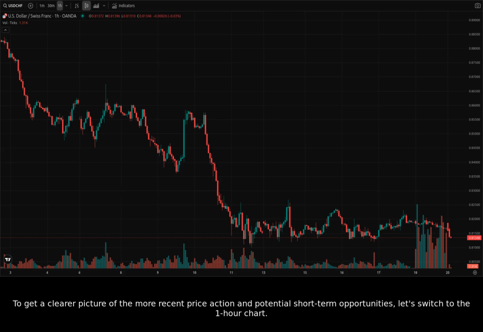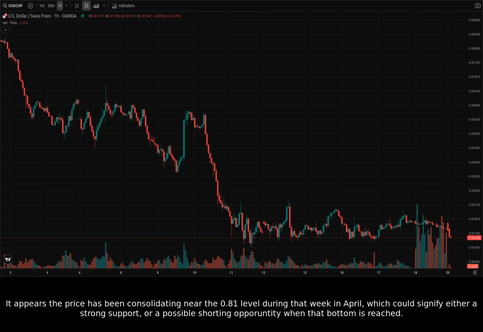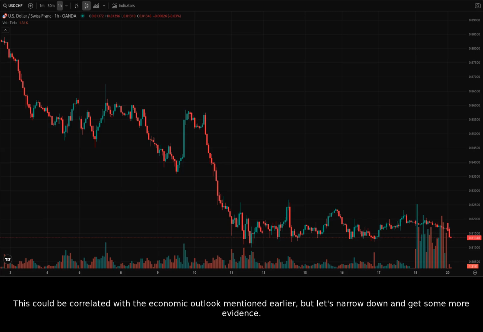To get a clearer picture of the more recent price action and potential short-term opportunities, let's switch to the one-hour chart. Here, we can see a more granular view of the price fluctuations in the past few weeks. It appears the price has been consolidating near the 0.81 level during that week in April, which could signify either a strong support or a possible shorting opportunity when that bottom is reached. This could be correlated with the economic outlook mentioned earlier, but let's narrow down and get some more evidence.